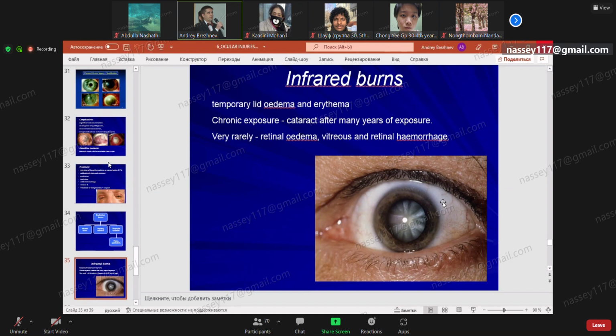Chronic exposure to infrared light is seen in glass blowers and metal furnace stokers improperly protected by industrial goggles. These workers develop cataract after many years of exposure. And very rarely there may be retinal edema, vitreous and retinal hemorrhage.